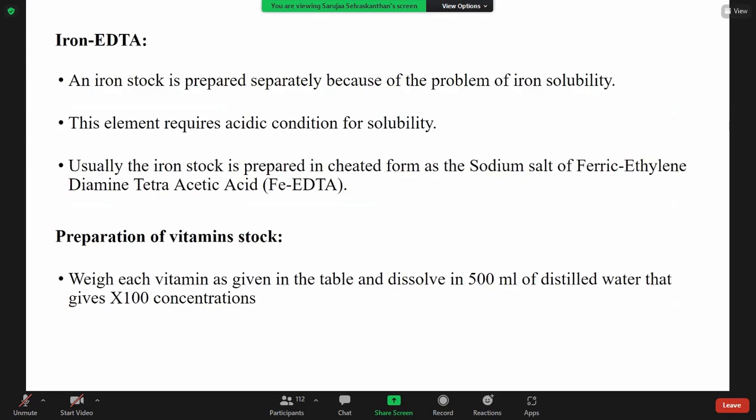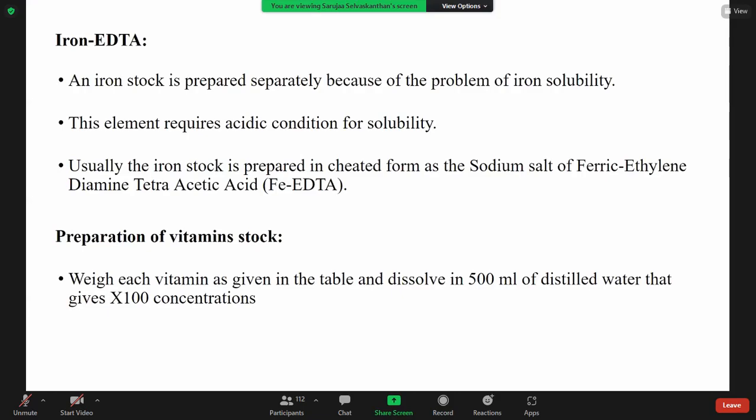We have to add it in the water, right? It takes a little bit of time for dissolution, right? We have to keep it on the magnetic stirrer until fully dissolved. And the vitamin stock solution is also the same, right? Vitamin stock solution, as with stock solution C, is 100-fold higher concentration.